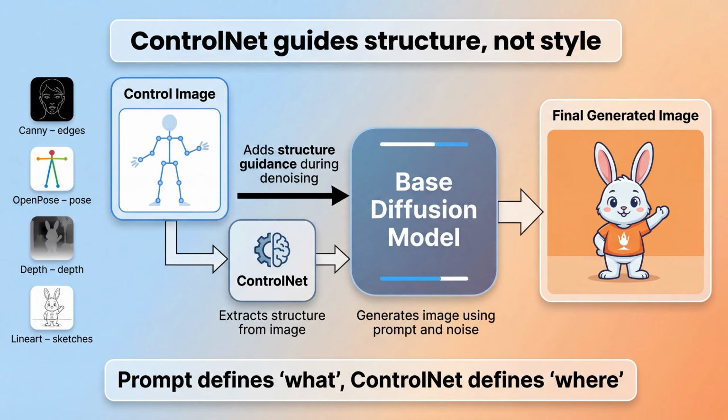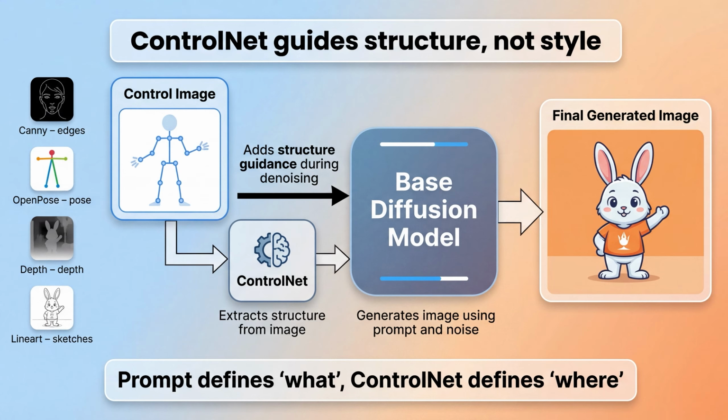What ControlNet is. ControlNet is an additional neural network that works alongside the main diffusion model. It does not replace the model. It does not replace the prompt. It adds extra control. The base model still does the image generation. The prompt still guides the style and subject. ControlNet adds structure and constraints.